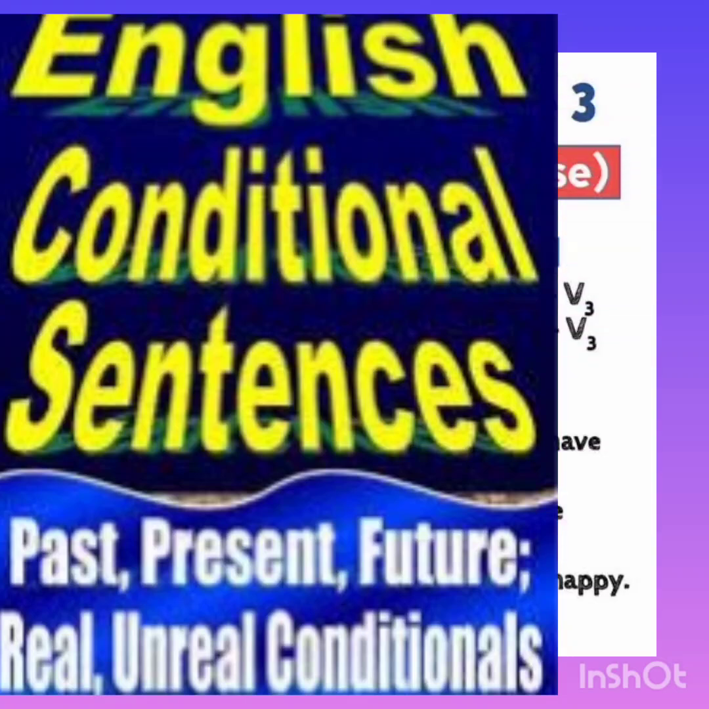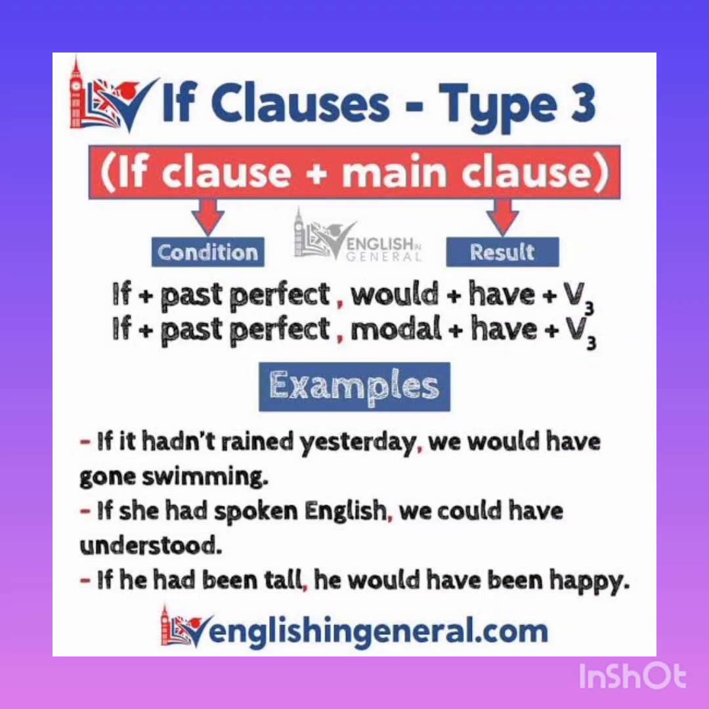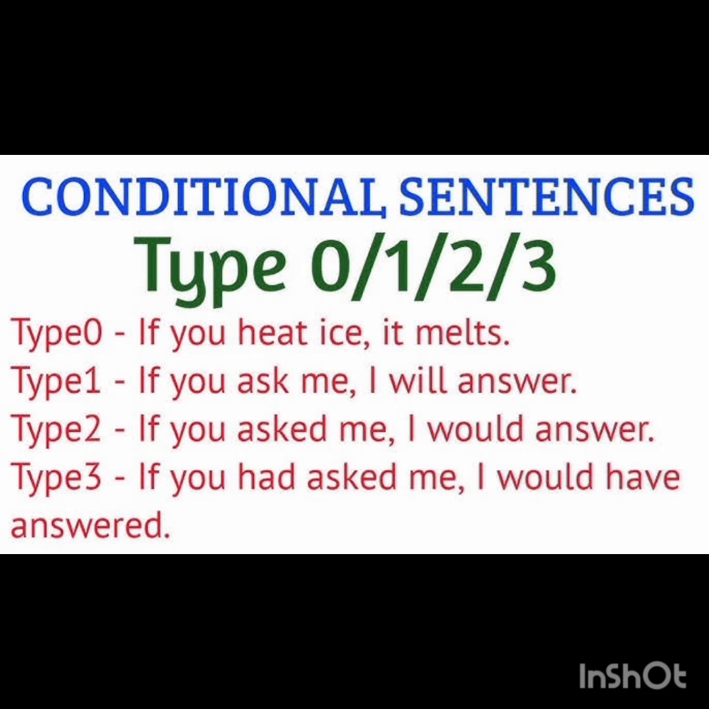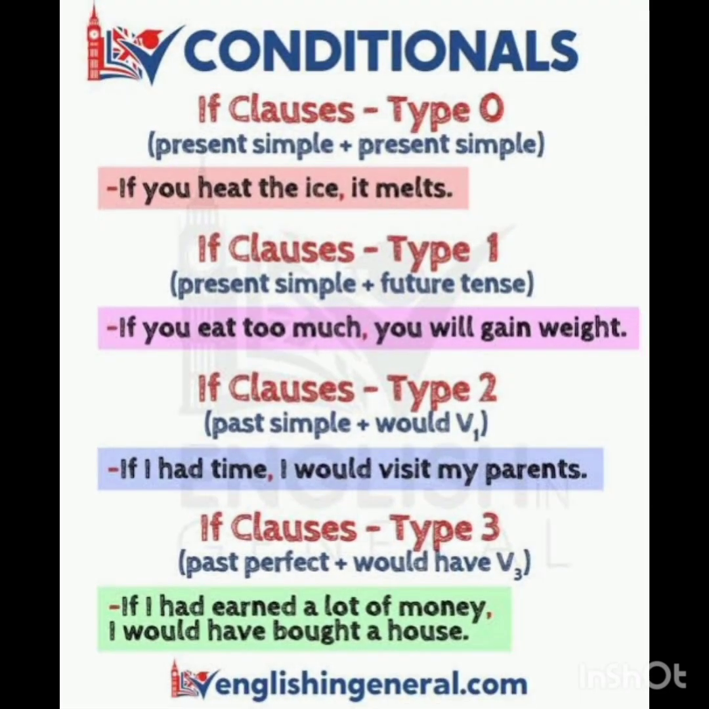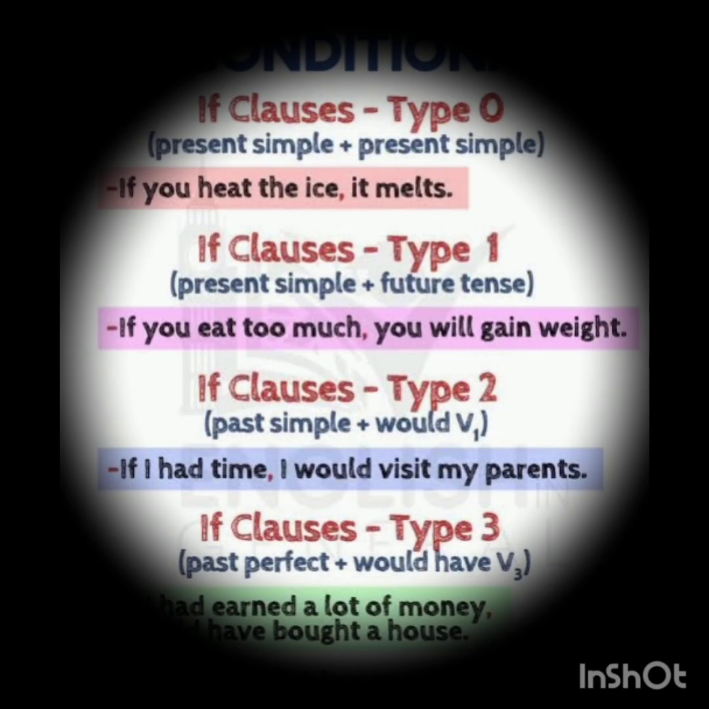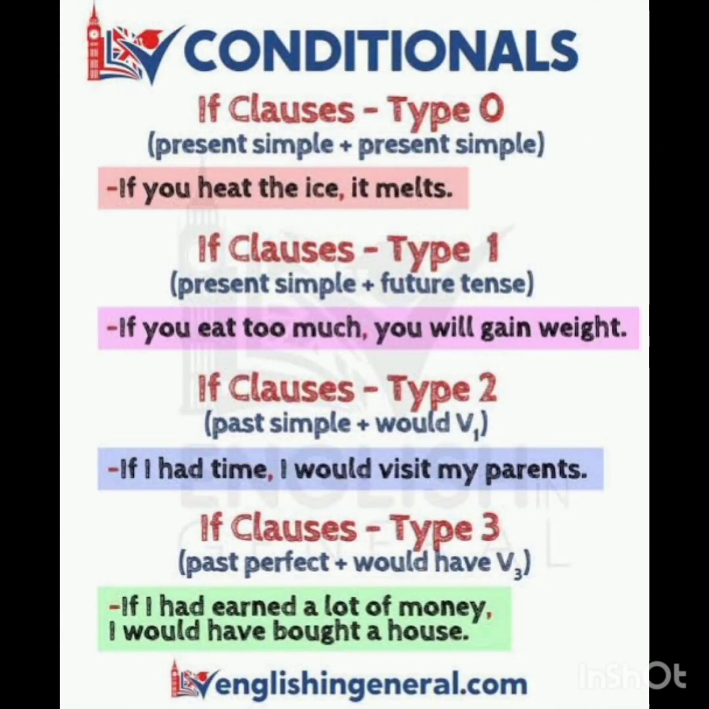Hello guys, today I'm going to teach you how to construct conditionals. First of all, what you should know in conditional type 1: the verb in the if clause is in simple present tense and the verb in the main clause is in future tense. In conditional type 2, the verb is in simple past tense and the verb in the main clause is composed by a modal verb, which means would plus verb 1.